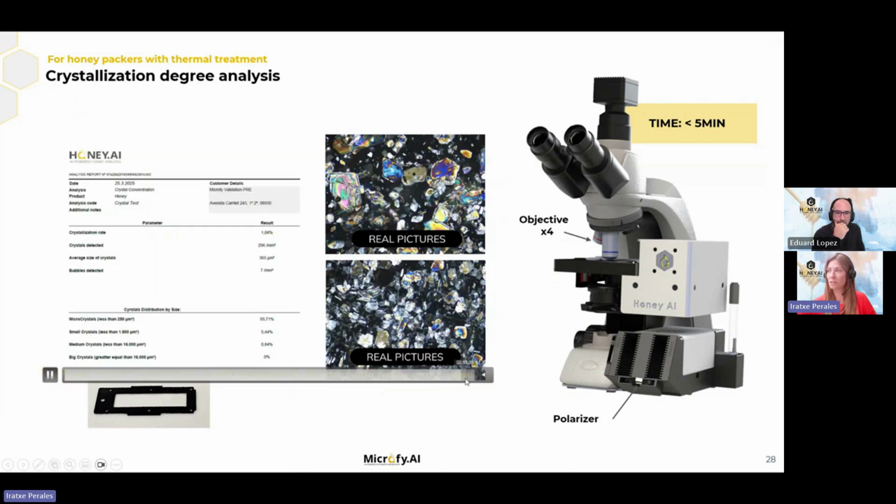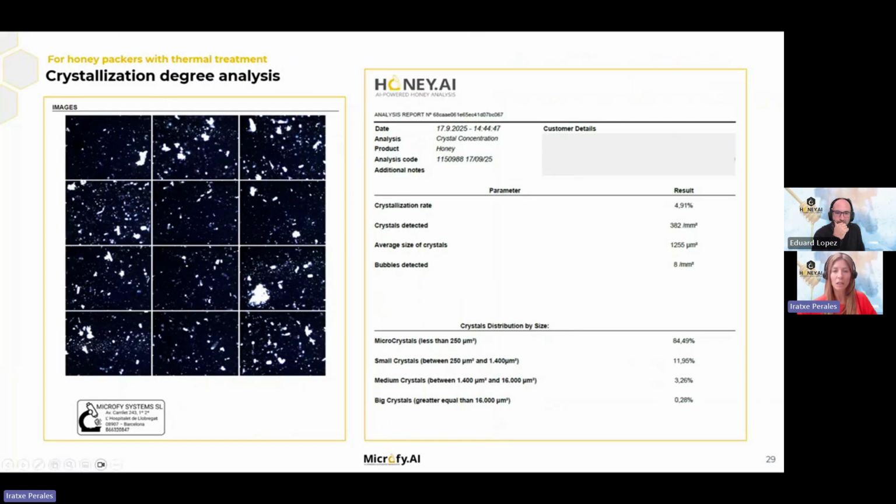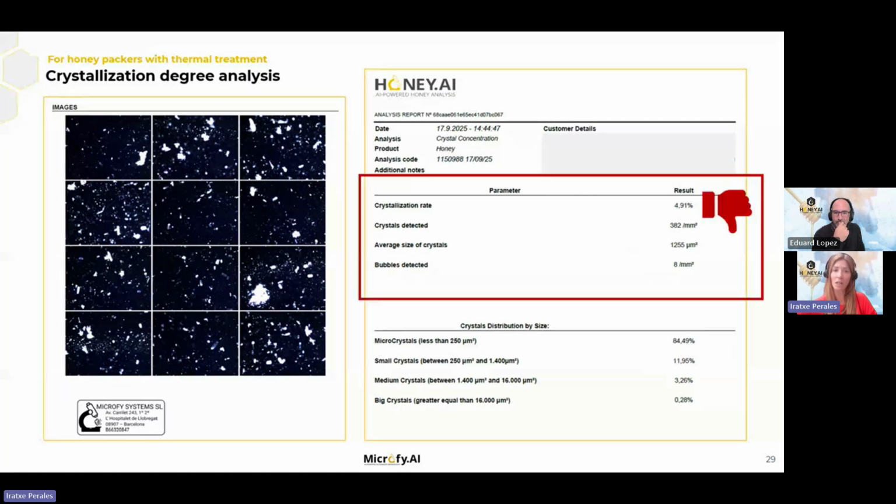Okay, these are the results. Now let's see the results. This is the PDF of results that you get. In this case, the crystallization rate is not good for those that are doing a thermal treatment. We always say that a crystallization rate above 1% is high if you want to be sure that the honey will be liquid for more than 6 months. So this is the crystallization rate.